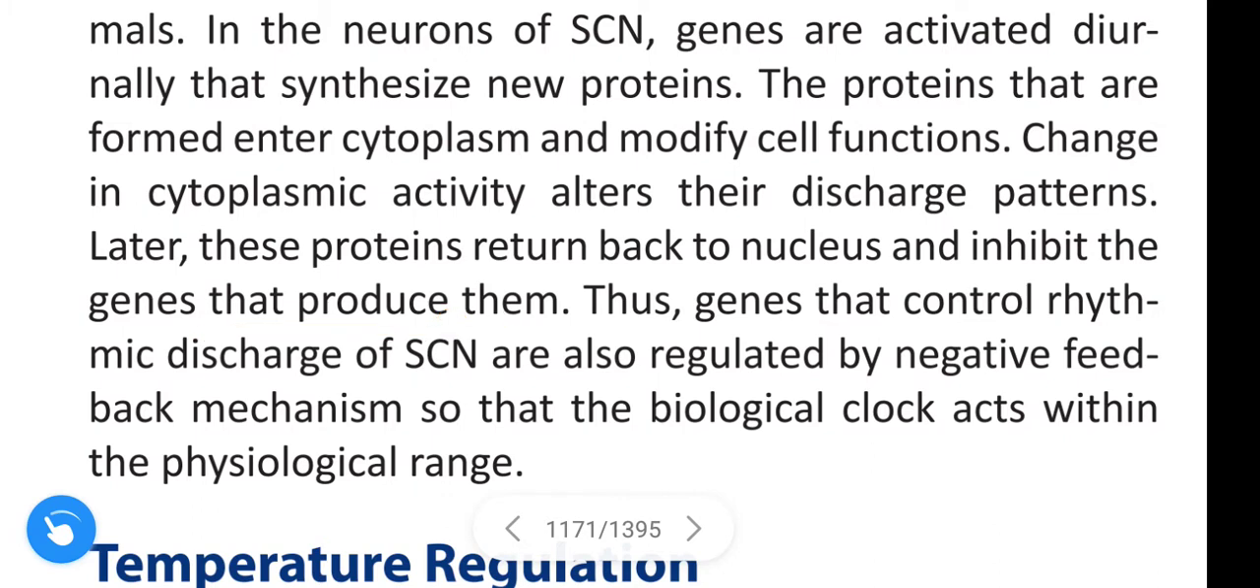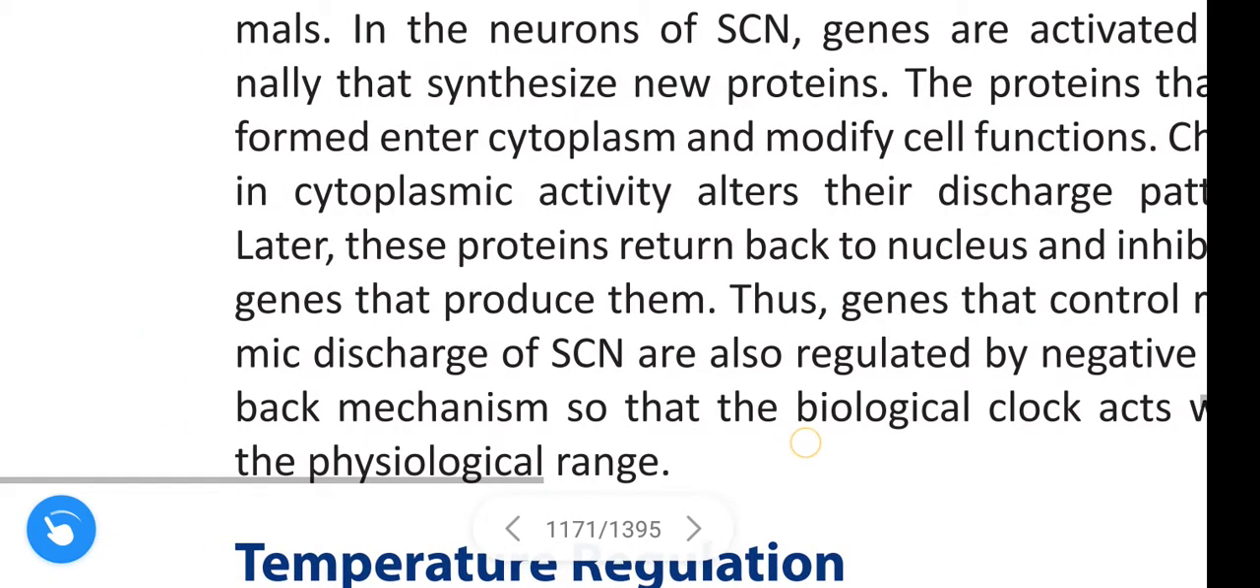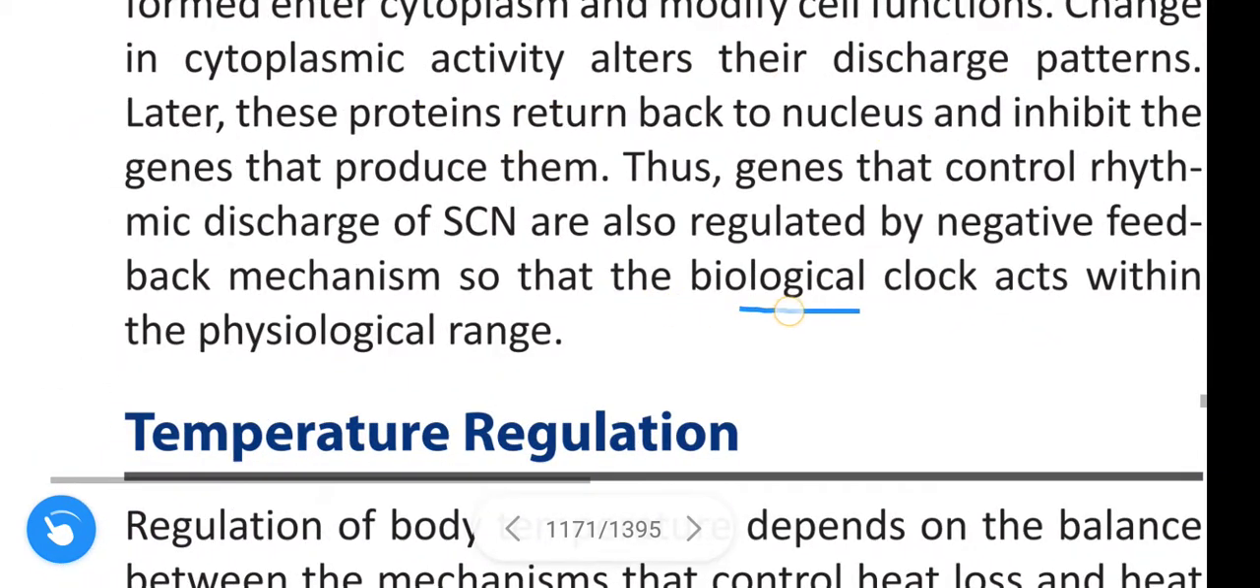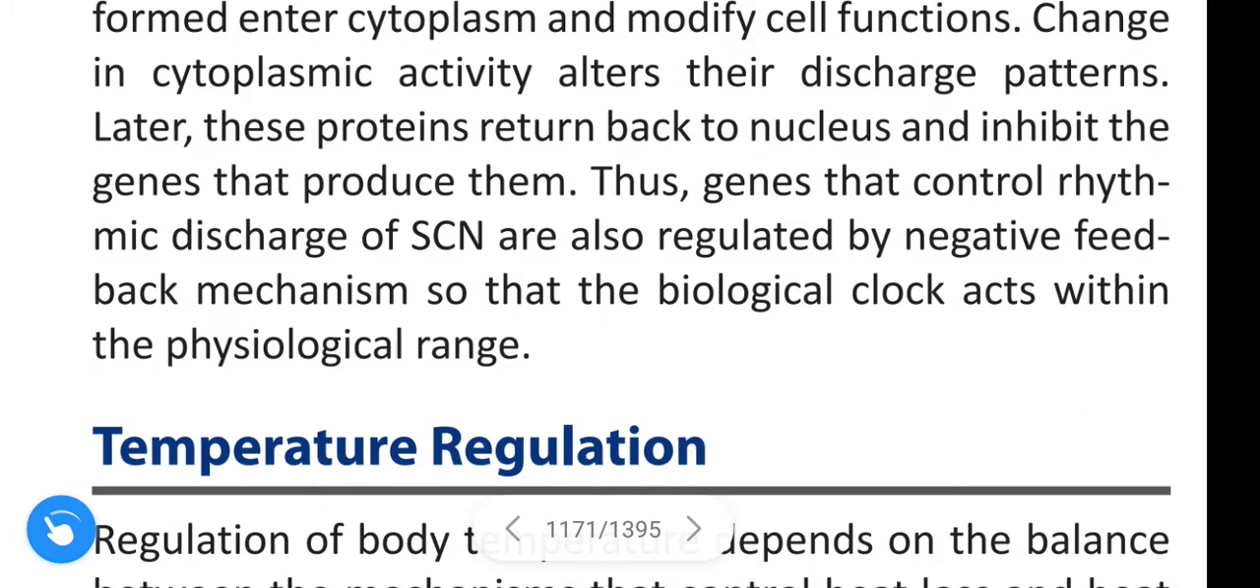Thus, genes that control rhythmic discharge of the suprachiasmatic nucleus are also regulated by a negative feedback mechanism, so that the biological clock acts within the physiological range. Remember this point, guys.